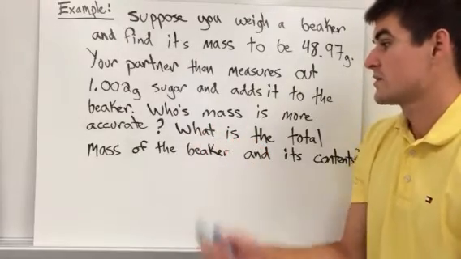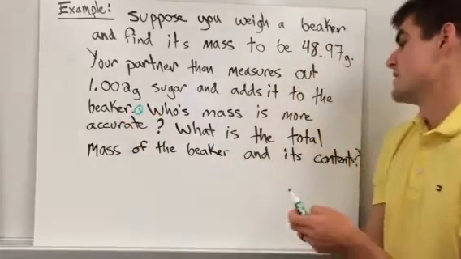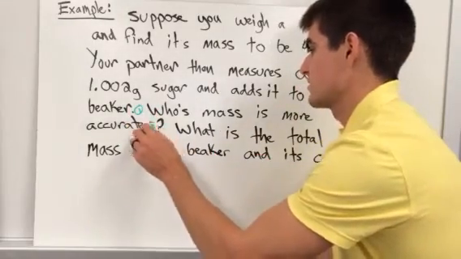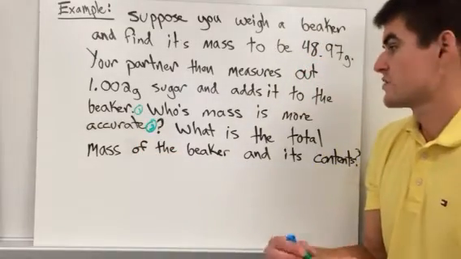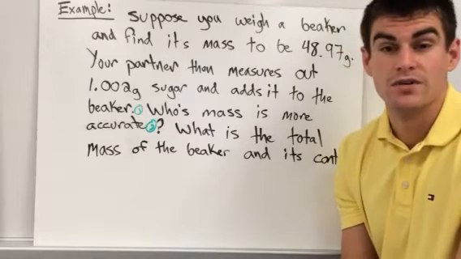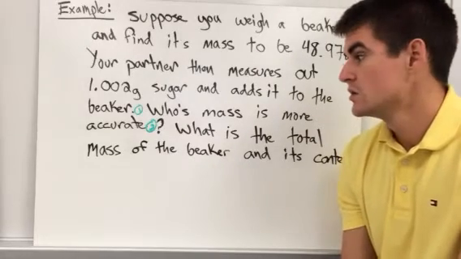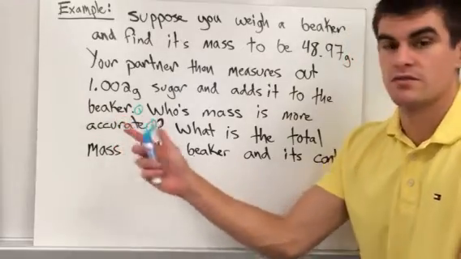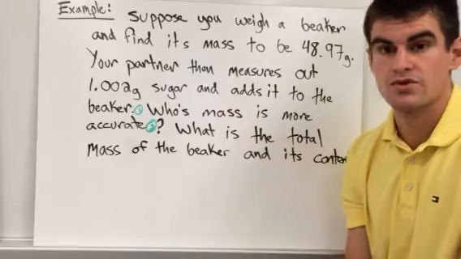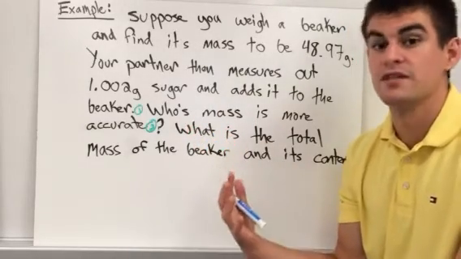Whose mass is more accurate? So it's asking us a couple questions here. And then, what is the total mass of the beaker and its contents? To answer your first question, whose mass is more accurate? I don't know, because think about that definition of accuracy. Do we know what that beaker is supposed to weigh? It doesn't say anything in here. Same thing with the sugar. The question is meant to trick you.